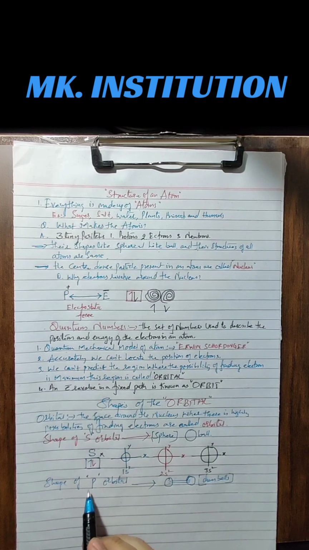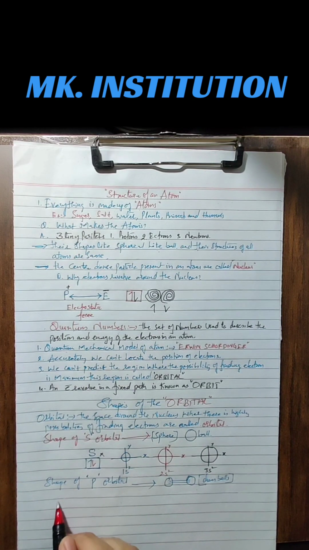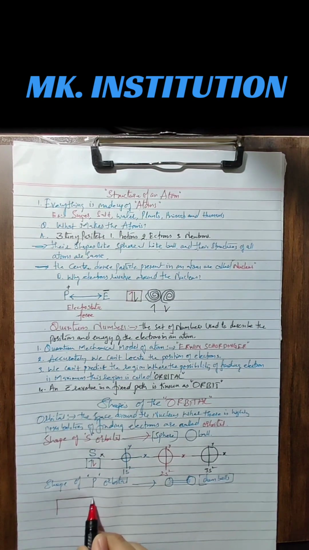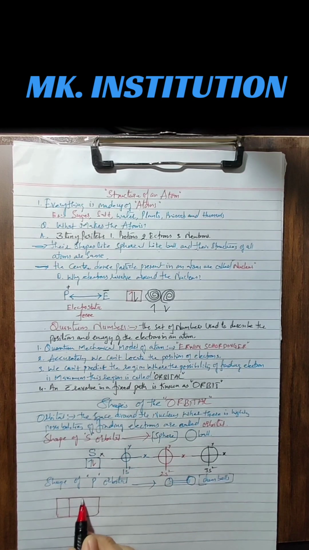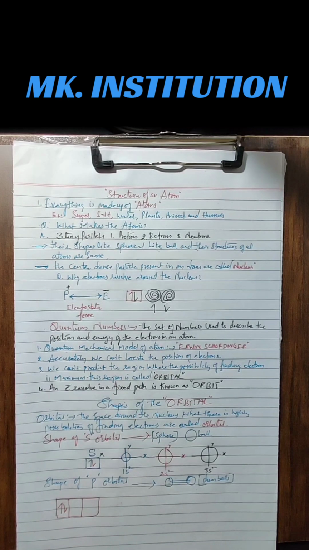But in the p orbital, there will still be 3 spaces. That is called degenerate orbitals. Total 6 electrons will be there in this: 1, 2, 3, 4, 5, 6. So the total number of electrons is 6. Here names are given to it. This is a p orbital: x, y, z.